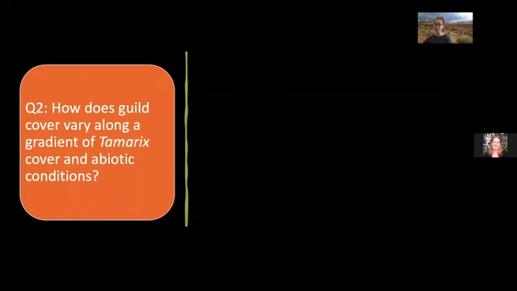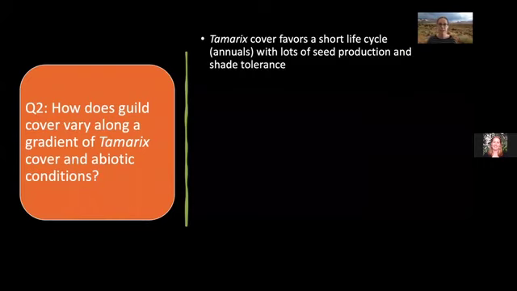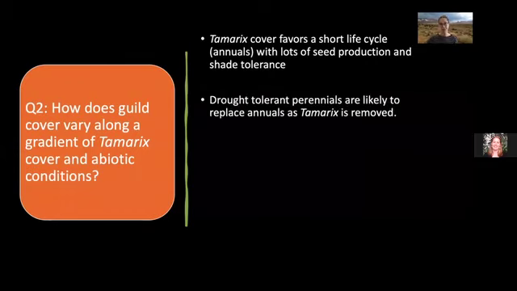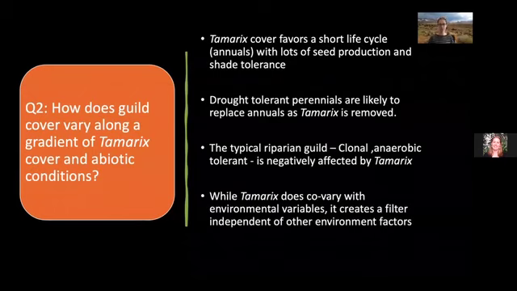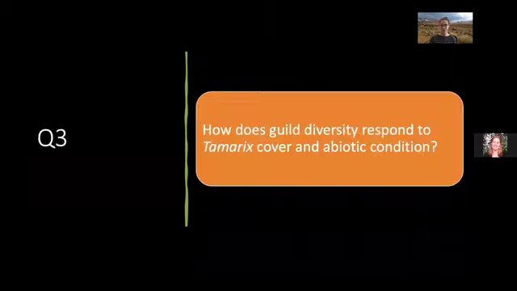So how does guild cover vary along these gradients? First, Tamarix cover favors a short life cycle, so annuals, with lots of seed production and shade tolerance. Drought-tolerant perennials are likely to replace annuals as Tamarix is removed. And the typical riparian guild, clonal anaerobic tolerant species, are negatively affected by Tamarix. So while Tamarix does co-vary with environmental variables, it creates a filter independent of other environmental factors.